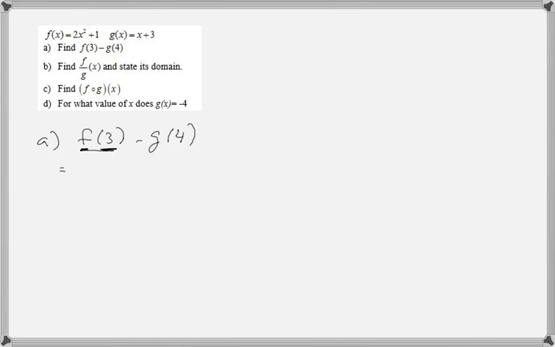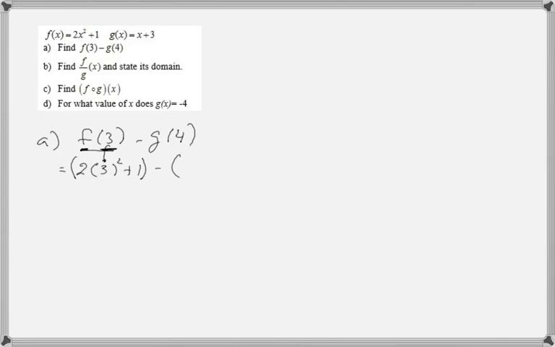To do that, I'll copy down the shape of my function f, but I'll replace the x with an open parentheses, and then I will substitute the value of x into that. I'll put in a 3. So that chunk of stuff is going to work out to be f of 3. And then from that, I'm going to subtract whatever g of 4 is.